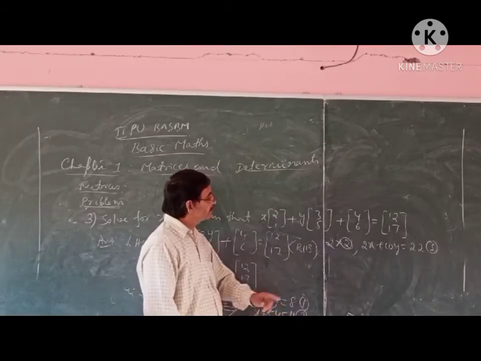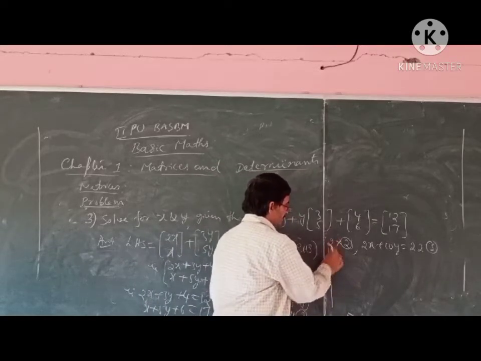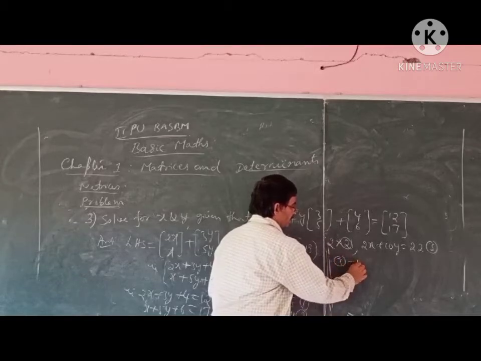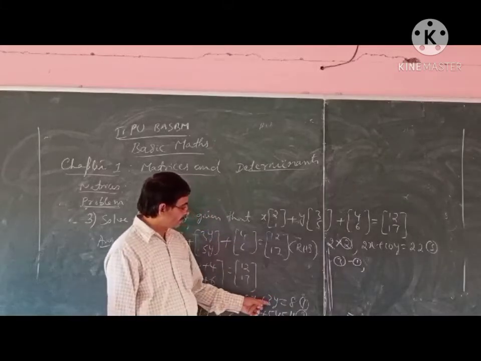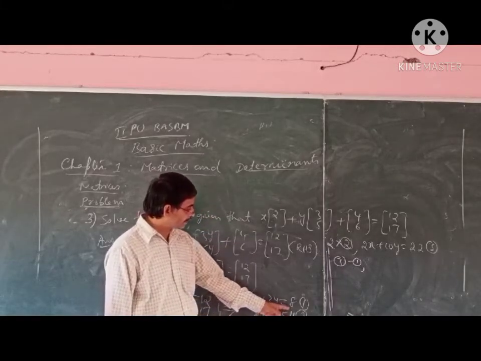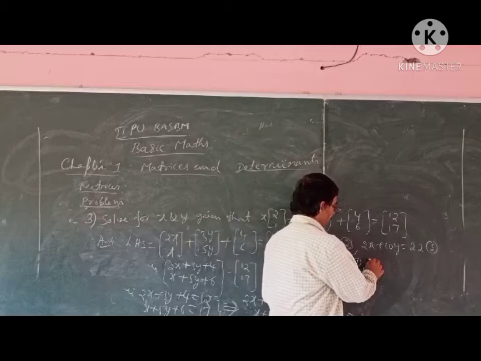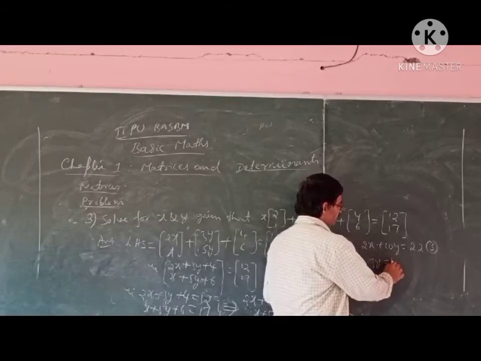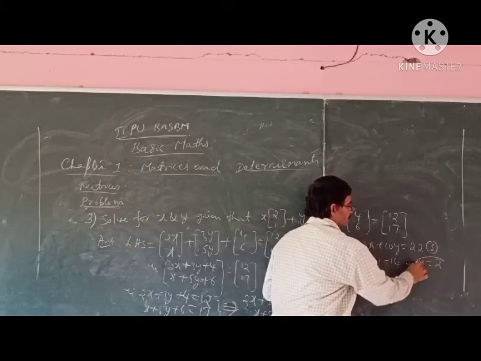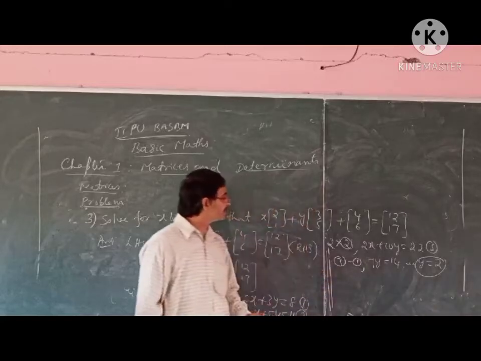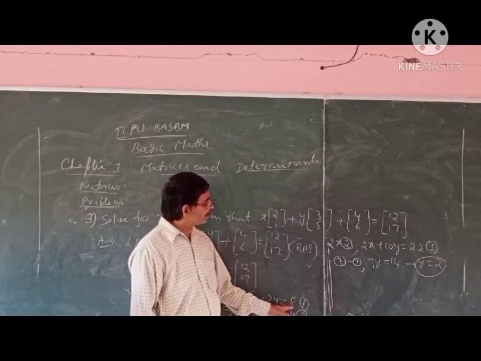Now I will do 3 minus 1. 3 minus 1 gives what? 2x cancels, 10y minus 3y is 7y, and 22 minus 8 is 14. So 7y equal to 14, y equal to 2. So y we got, correct?